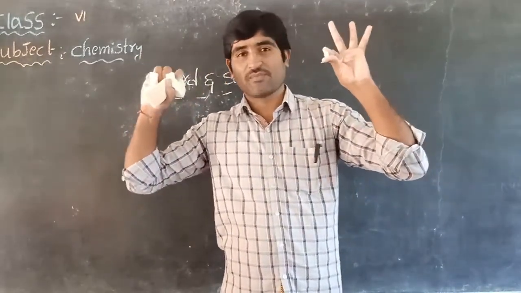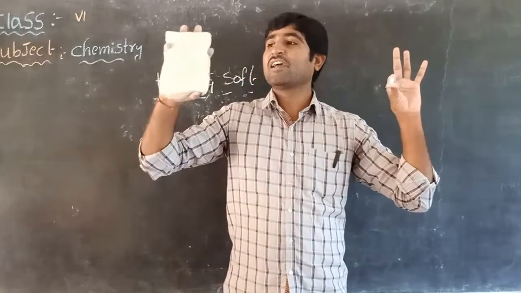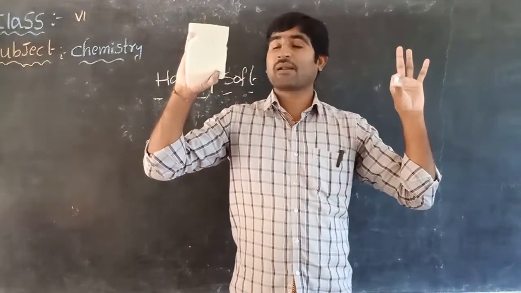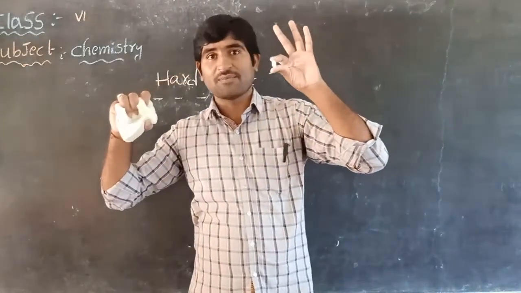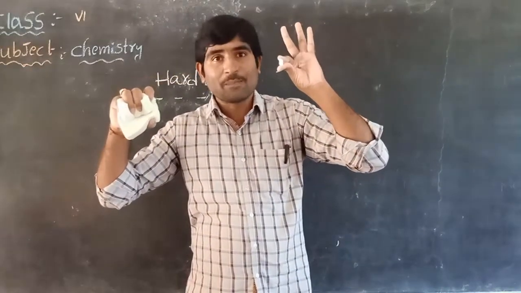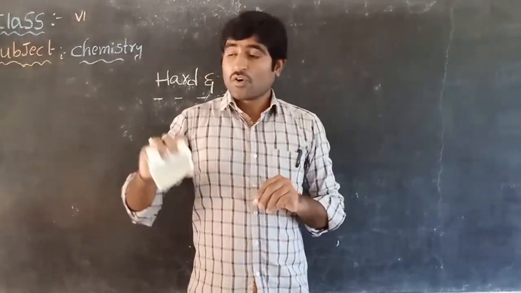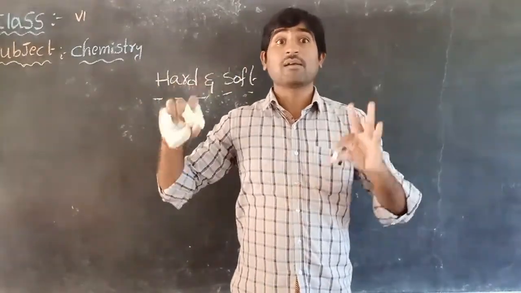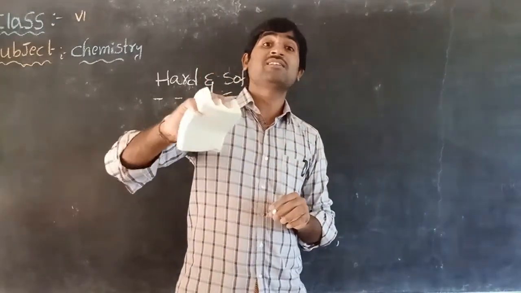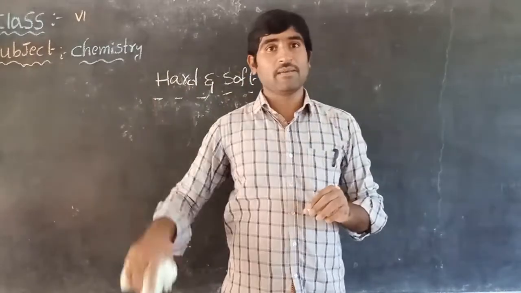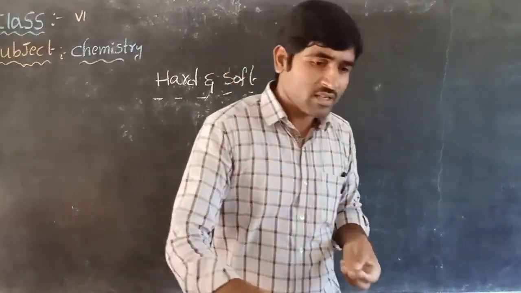I compressed. What difference did you get, children? The article on my right hand, the duster, is going to be compressed easily. But what about the chalk piece? The chalk piece is not going to be compressed. This is compressed, but this is not compressed. So my right hand felt soft, but my left hand felt hard. That means some articles are going to be compressed easily. Some articles are not going to be compressed easily. Yes or no, children? For that, you also do an experiment.